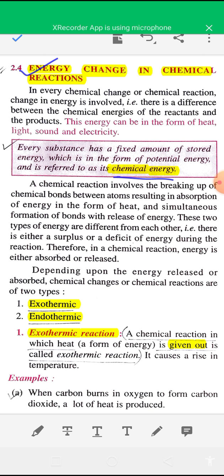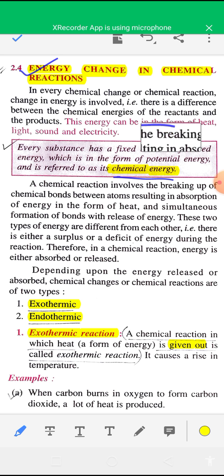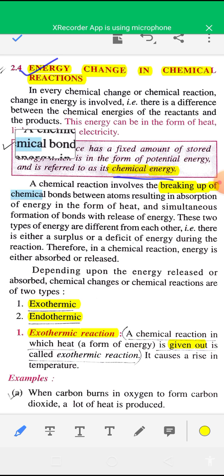Now a chemical reaction involves the breaking up of chemical bonds and formation of new bonds. During breaking up of a chemical bond, energy is absorbed, and during formation of a chemical bond, energy is released.